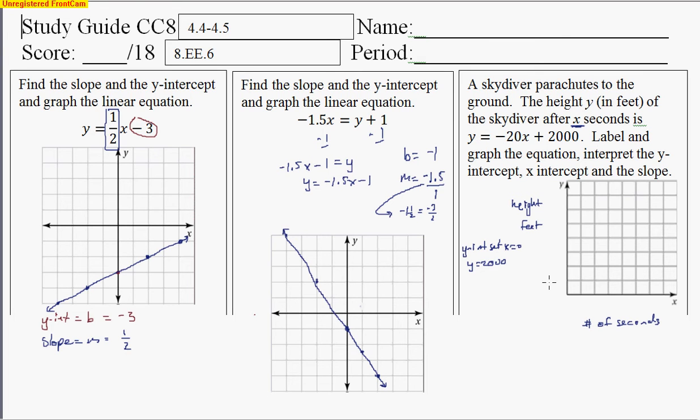And so when I look at this, since I only have 1, 2, 3, 4, 5, 6, 7, 8 spaces, I think if I end up going by 250s, it'll get me right up to where I need to be. So if I put 500 right here, and then this would be 1,000 feet, this would be 1,500, it would put 2,000 feet right at the top of our graph. And so now let's figure out the number of seconds.